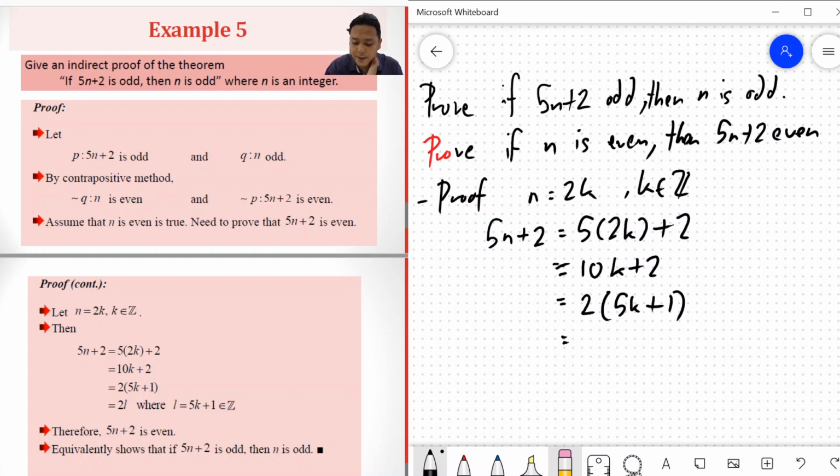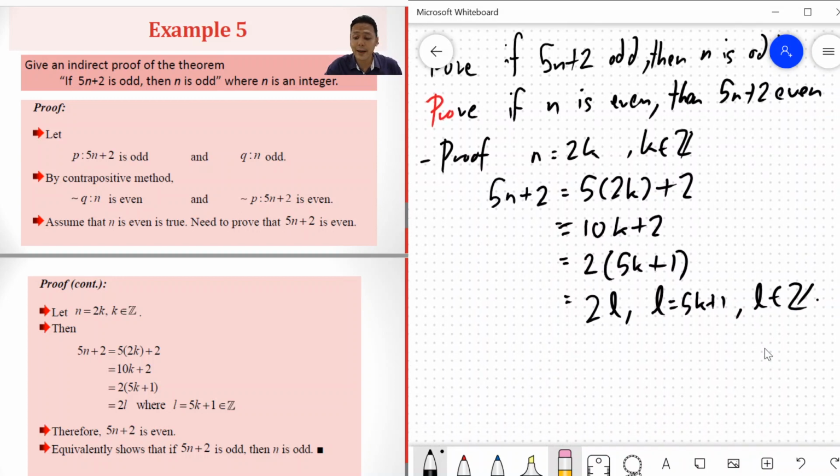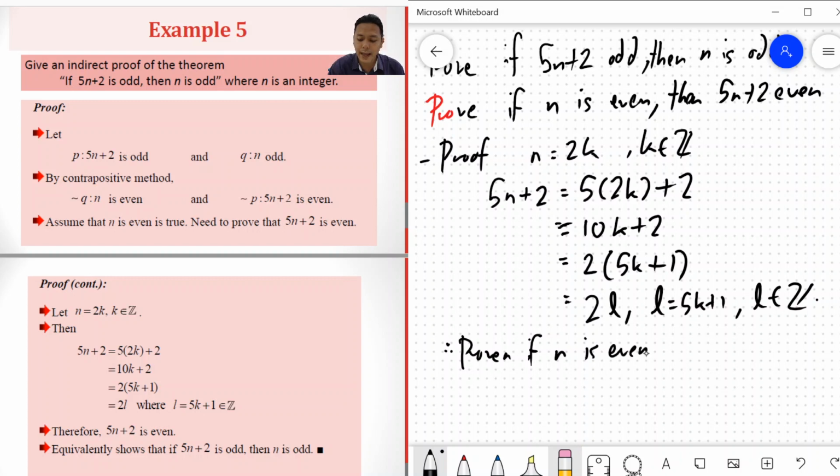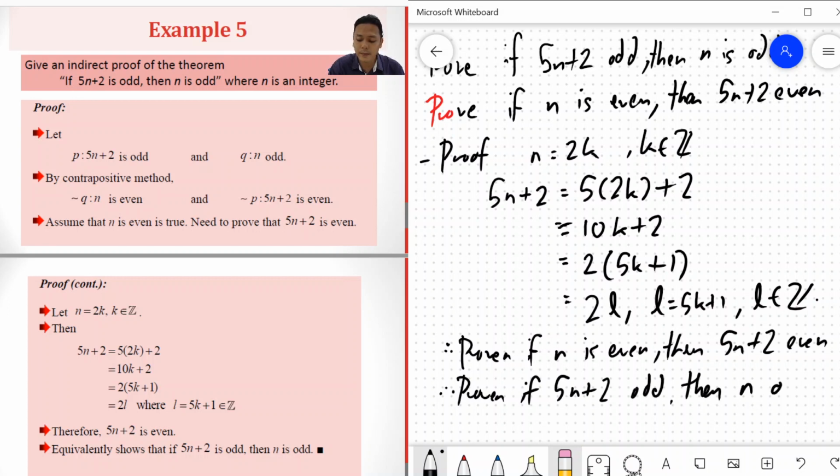the final product 5n plus 2 can be made as an integer L. This L is 5k plus 1. I managed to prove to you that if n is even, then 5n plus 2 is even. And at the same time, I also managed to prove that the original statement or theorem is also true. This concludes the proof.